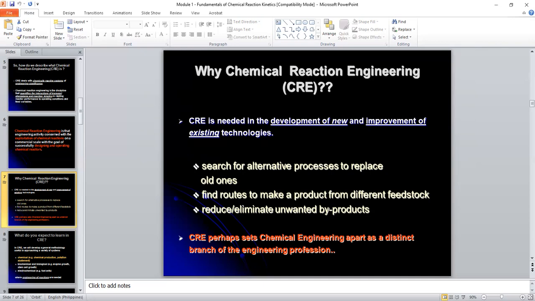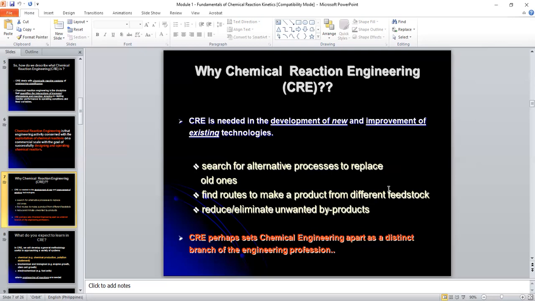So we search for alternative processes to replace the old ones. So we look for more economical, more environment friendly, more, shall I say, equipment friendly in the sense that your equipment will have long life processes to replace the old ones, or either we find new routes to make a product from different feedstock. So we try to find new raw material for a particular end product. We find new routes or new ways of finding new materials from different feedstocks.